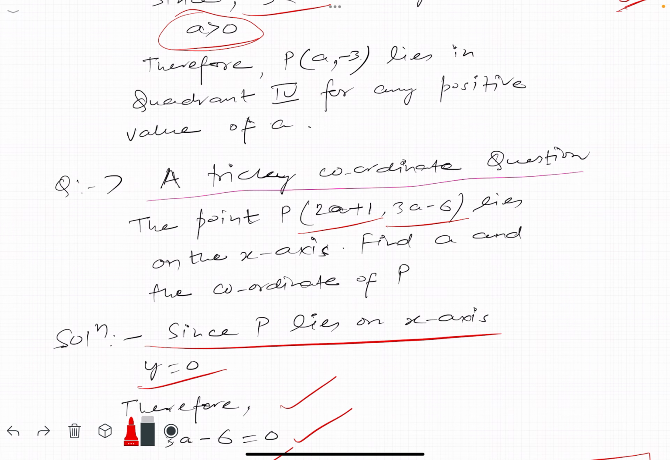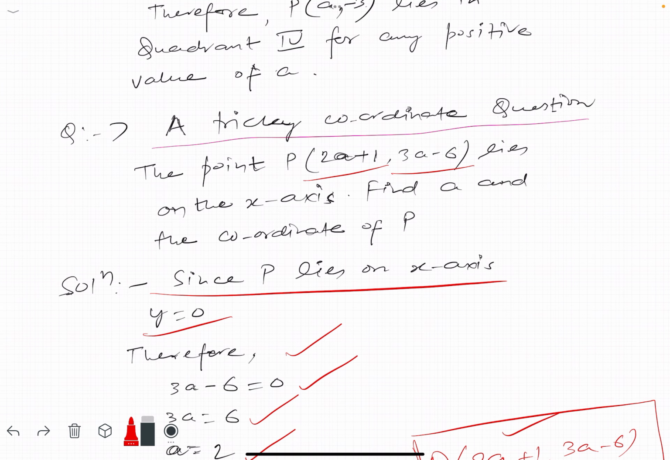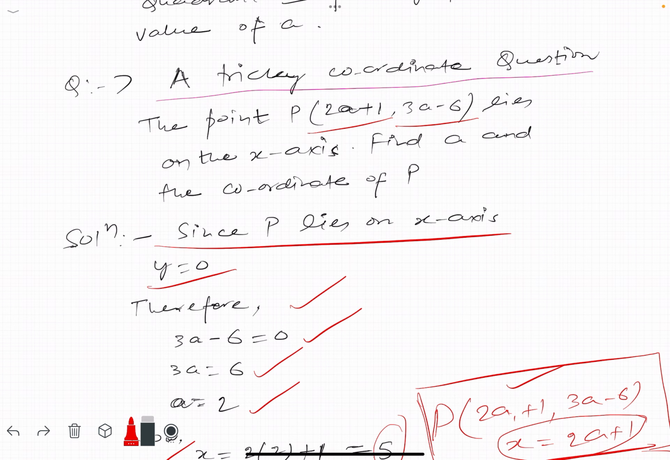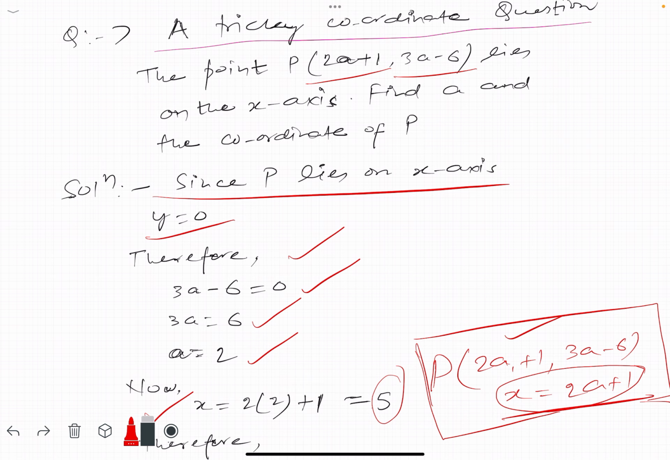Question number 7 is a tricky quadrant question. A point P(2a + 1, 3a - 6) lies on the x-axis. Find a and the coordinates of P. Since P lies on the x-axis, y is equal to 0. Therefore, 3a - 6 is equal to 0. So, we will find the value of a is equal to 2.